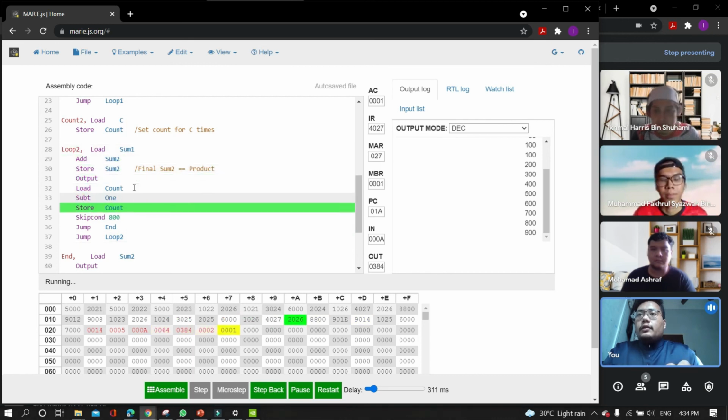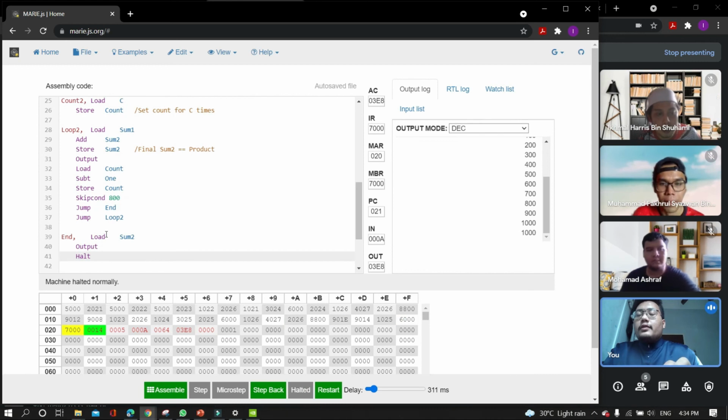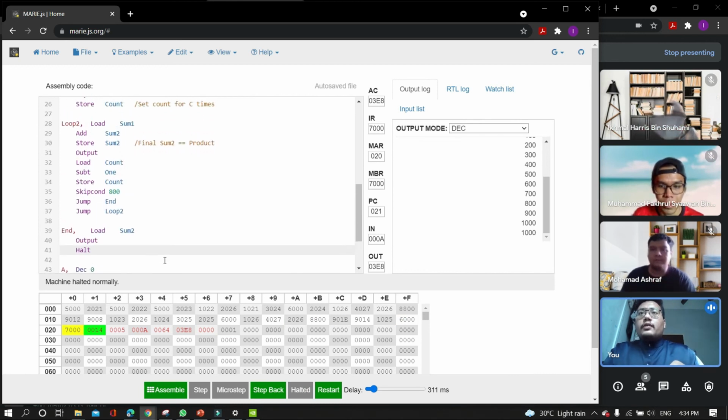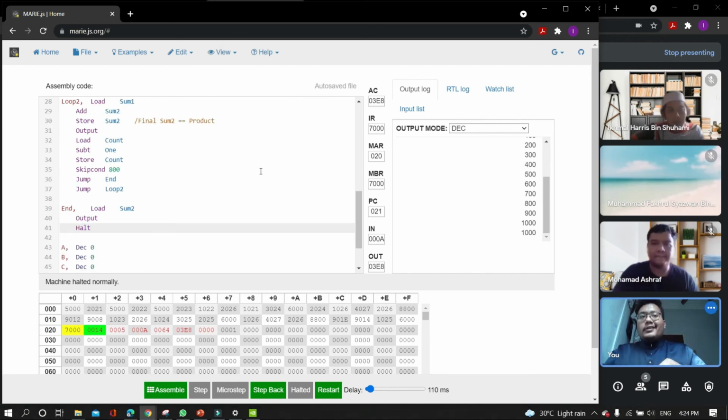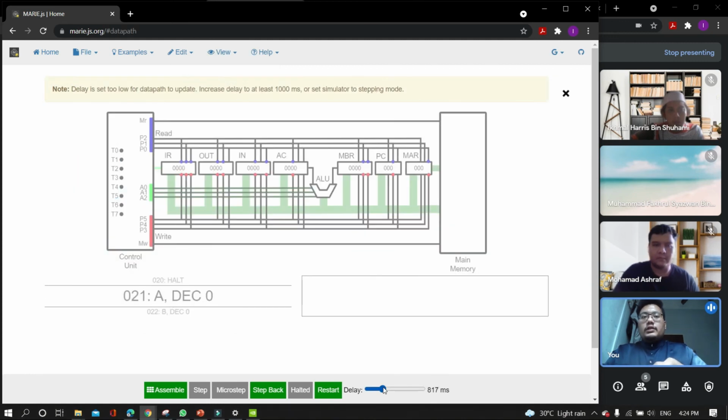And then we go to store, then subtract, then skip on condition, and jump to the end. This is the end process: load the answer, then output and halt. So this is the process of the program from the MARIE Simulator. After that, we go to view the data path for our program.